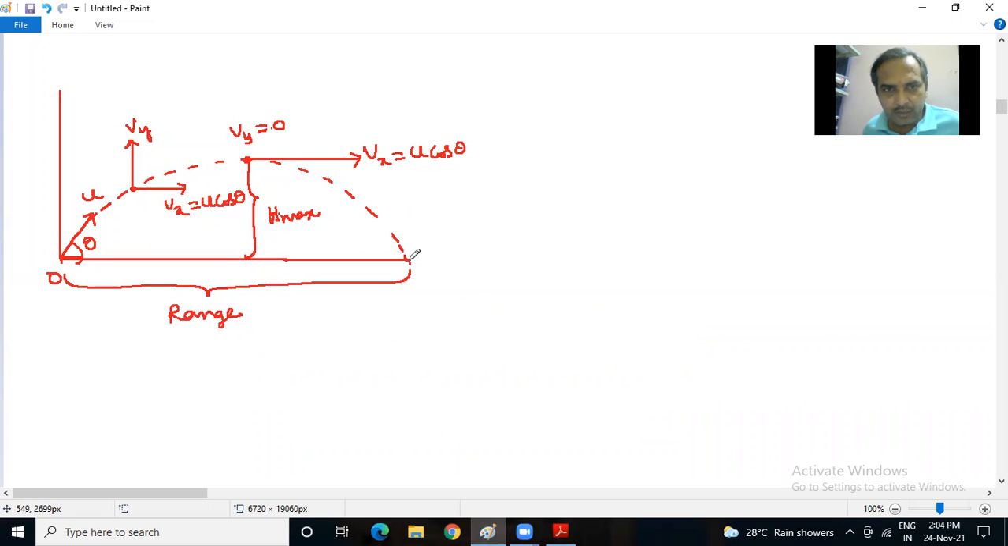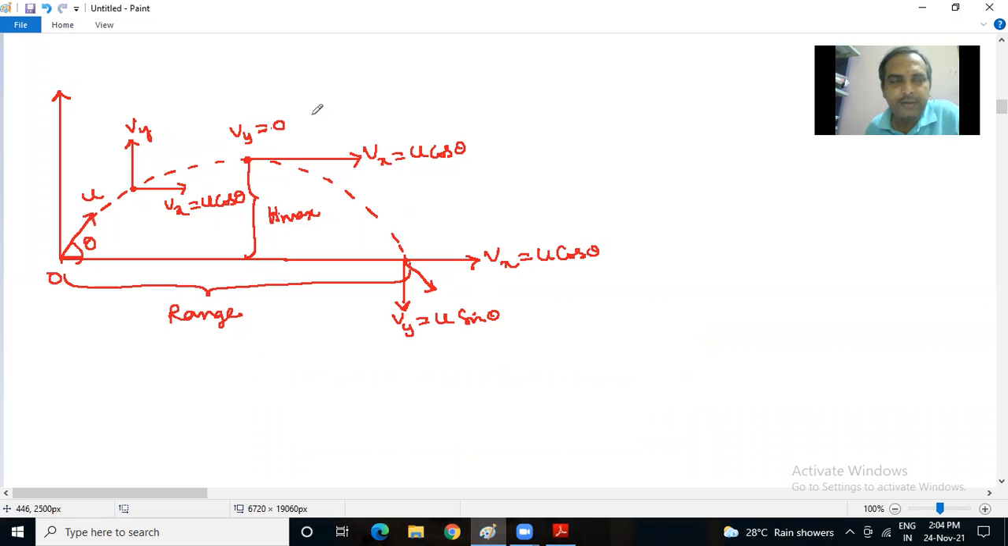When it reaches the ground, once again the horizontal component is u cos theta, but the vertical component will be downwards. It will be u sin theta, but in the downward direction. So this is the direction of the resultant velocity.